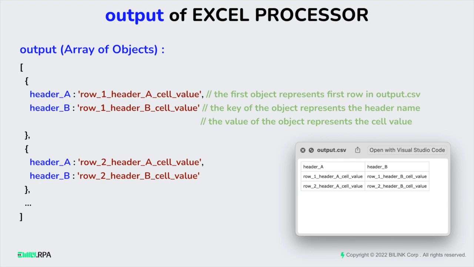Take the output on the screen as an example. The first object represents the information of the first row, and the two keys in the object are the two headers in the table. So the table content output by Emily based on the output variable will look like the table in the lower right corner of the screen.